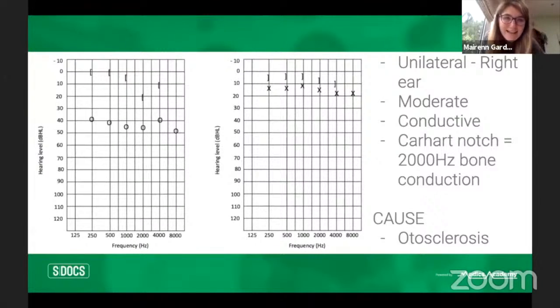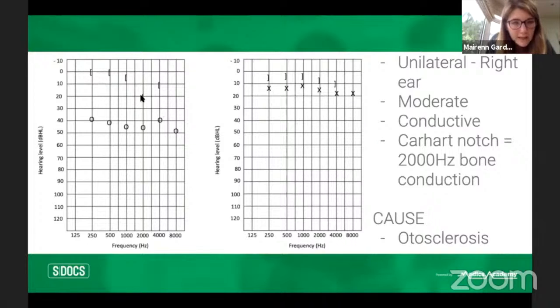Going on to the next case. This one, the bone conduction, as you can see here, is normal, so within the 0 to 20 range. However, the air conduction in the right ear is abnormal. So this will be a conductive hearing loss. Because the hearing loss here is between about 40 and 50 decibels, this suggests that it's moderate hearing loss. It's only unilateral, which is important to note.